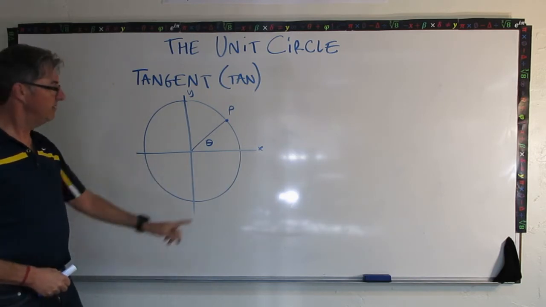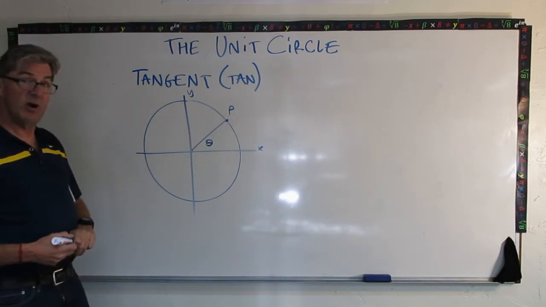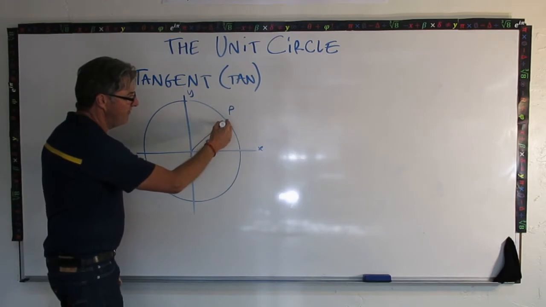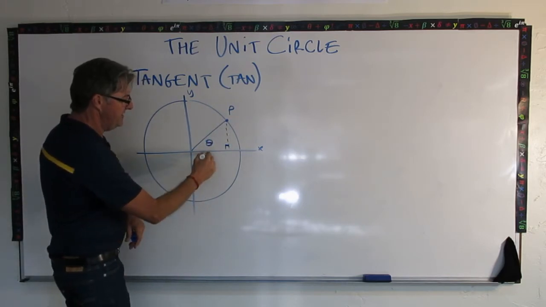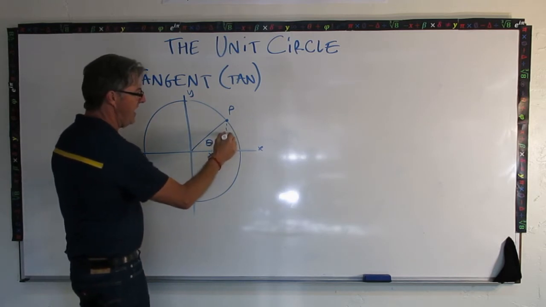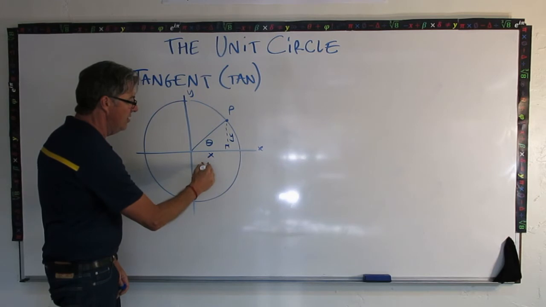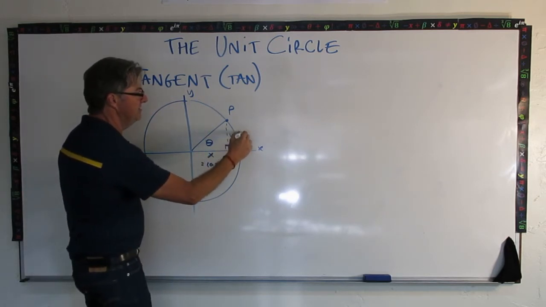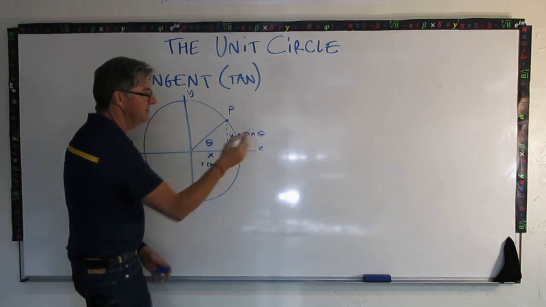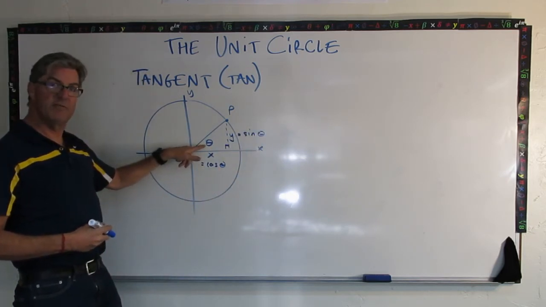Here's my unit circle, theta, point P. So, as you recall, we can drop this vertical down here from P, and we know that this is x and that is y, and we know that x is also cosine theta and y is sine theta. This is what we just looked at. Now, check this out. What's tangent of theta?